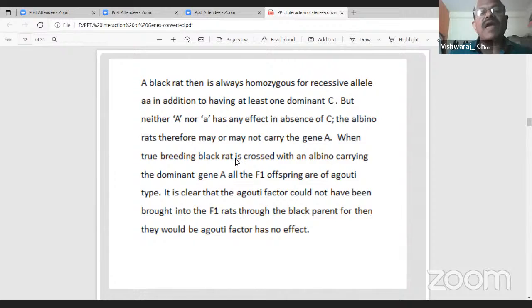When a true breeding black rat is crossed with an albino carrying the dominant gene A, all the F1 offspring are of agouti type. It is clear that the agouti factor could not have been brought into the F1 rats through the black parents, for then they would be agouti; the albino's factors have no effect.